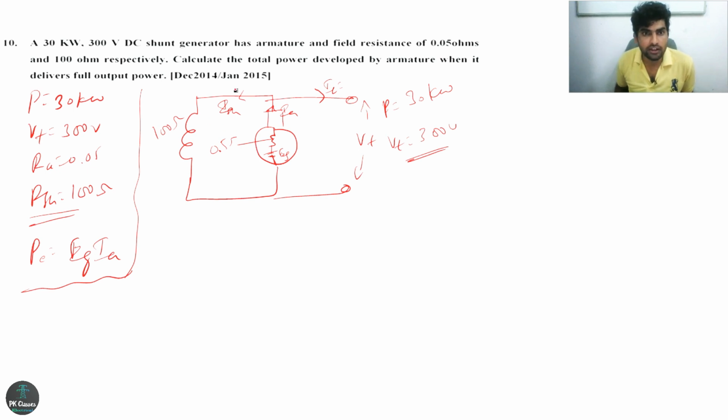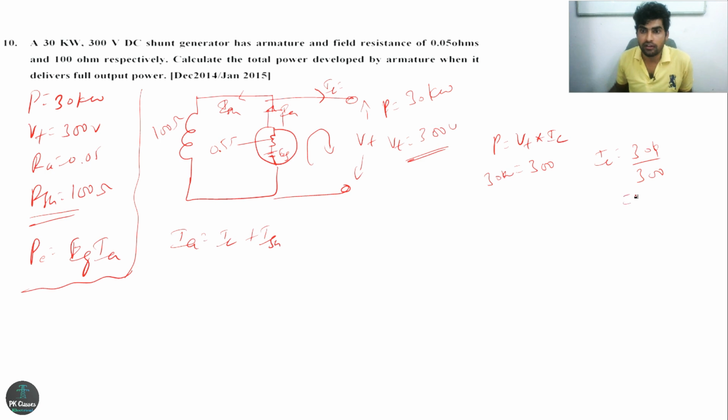So how to calculate the power developed by the armature? EG we want and IA we want. EG we can calculate by applying the loop like this. And IA, how to calculate? IA is equal to IL plus ISH. How to calculate IL? They have given power and voltage. Power is equal to VT into IL. VT is 300, power is 30 kilowatts. So IL is equal to 30 kilo divided by 300, and we get 100 amps.